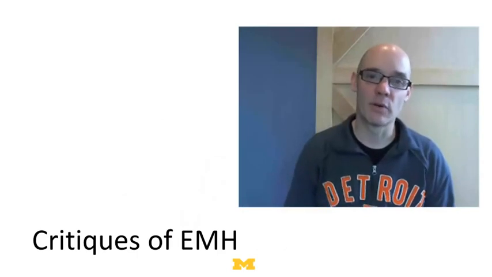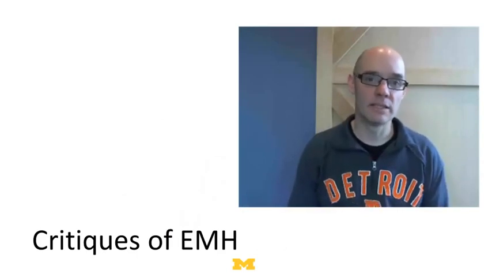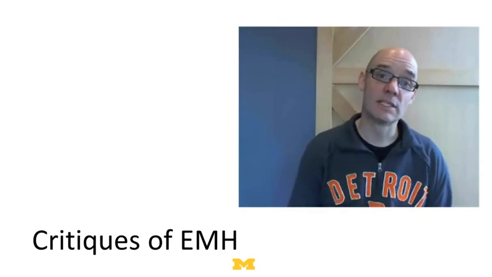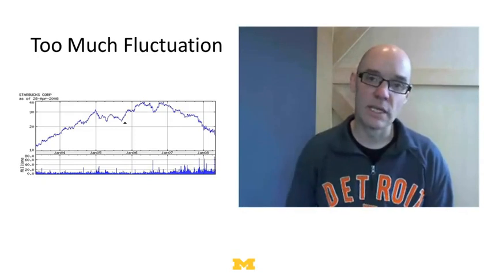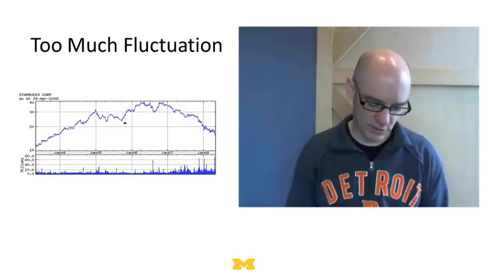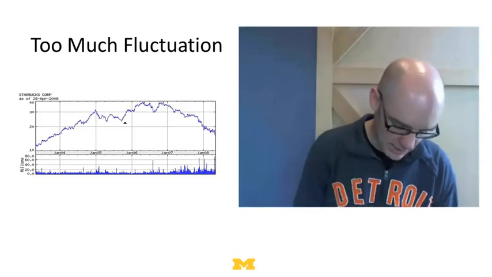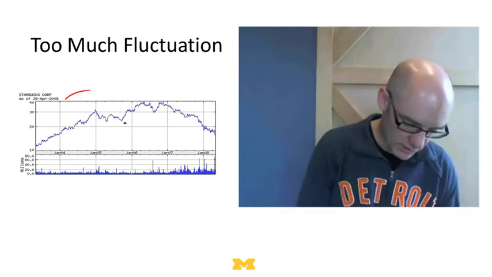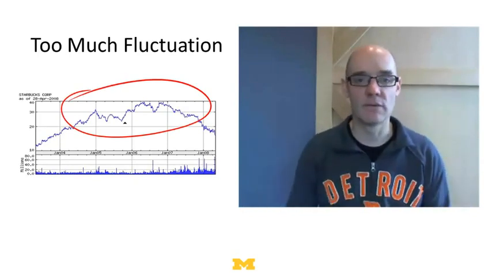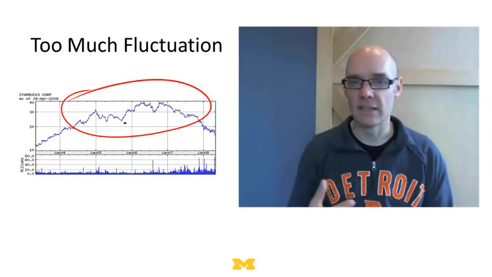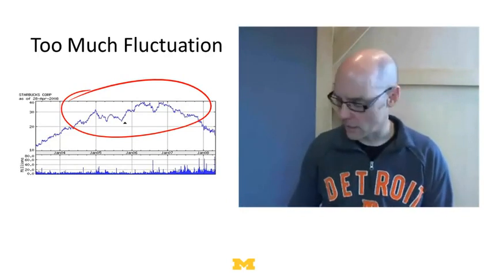Now, of course, people are critical of this. There has to be something wrong with that theory. So let's look at some of the criticisms of the efficient market hypothesis. Here's the first. There's way too much fluctuation. This is just the price of Starbucks stock, year by year. If you look at the fluctuation in any stock's price, it just goes up and down so much. It's really hard to believe that the prices are really efficient. There must be other stuff going on.